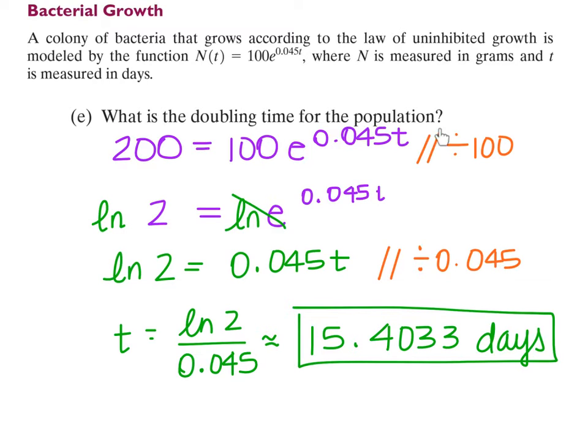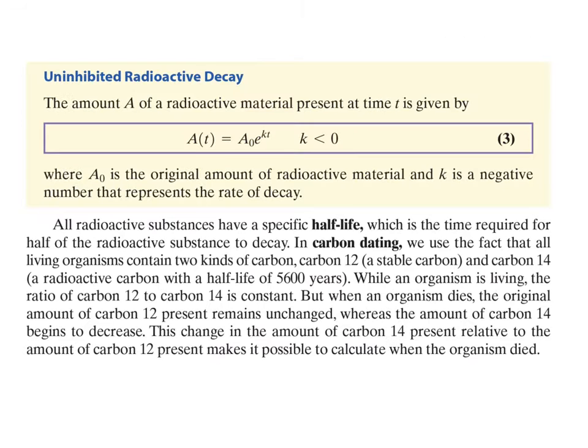So I start with this equation, which is a lot like the last one, and I'm going to apply the same steps. So I'm going to divide by 100, so I end up with 2 here, and I'm going to apply the ln. And so the ln of e crosses out. I bring down this exponent here. So t is going to be equal to ln of 2 divided by 0.05. And I put that into my calculator, and I get an approximation here that's 15.4033 days. So that's about how long it's going to take for the bacteria colony to double in size.